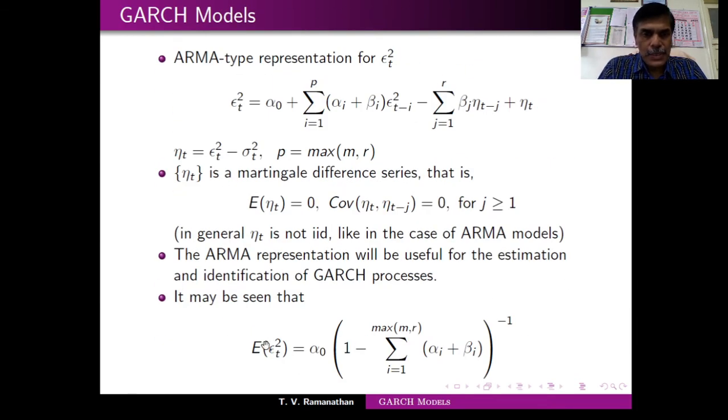So this is what can be seen: the expectation of epsilon t square is this quantity. How did I get this? That can be computed here, because its expectation is alpha naught, plus the same quantity over here. So you take this to the other side, and then get alpha naught upon 1 minus this, because I am assuming stationarity and these expectations are 0. So assuming stationarity, you can directly get this expression.